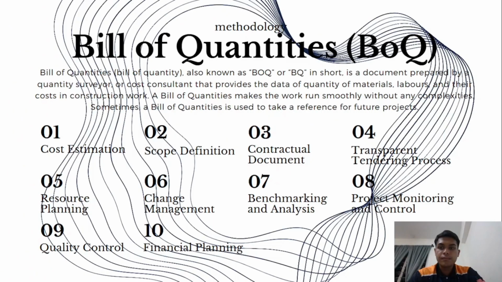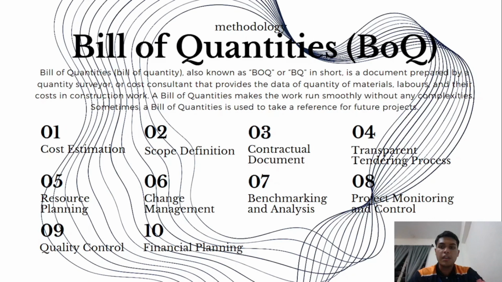So next is bill of quantity. Bill of quantity, also known as BQ, is a document prepared by a quantity surveyor or any cost consultant that provides the data of quantity of the material, labor, and also their cost in construction work. A bill of quantity makes the work run smoothly without any complexity. Sometimes a bill of quantity is used as a reference for future projects. So there are some importance of bill of quantity.